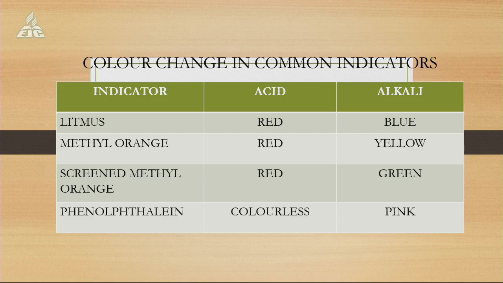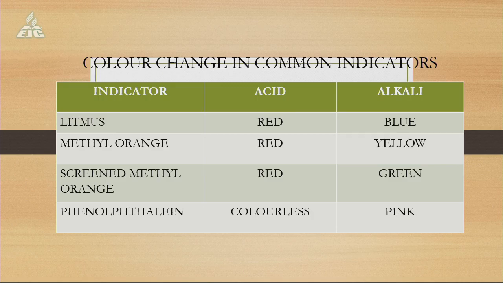Litmus is an indicator. It's either red or blue. In an acid, it is red. In an alkali, it's blue. Methyl orange is red in an acid, but yellow in an alkali. Screened methyl orange, where screened really means mixed, so it's methyl orange with another dye, is red in acid and green in alkali. And phenolphthalein is colorless in an acid and pink in an alkali.